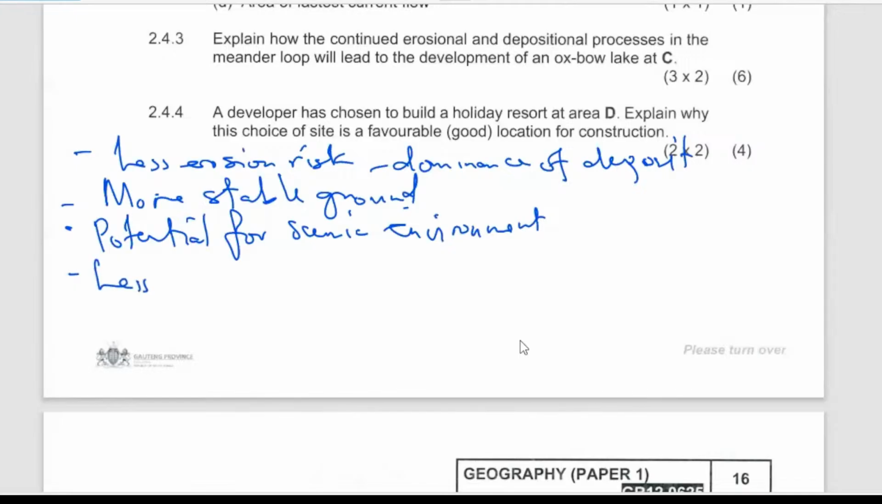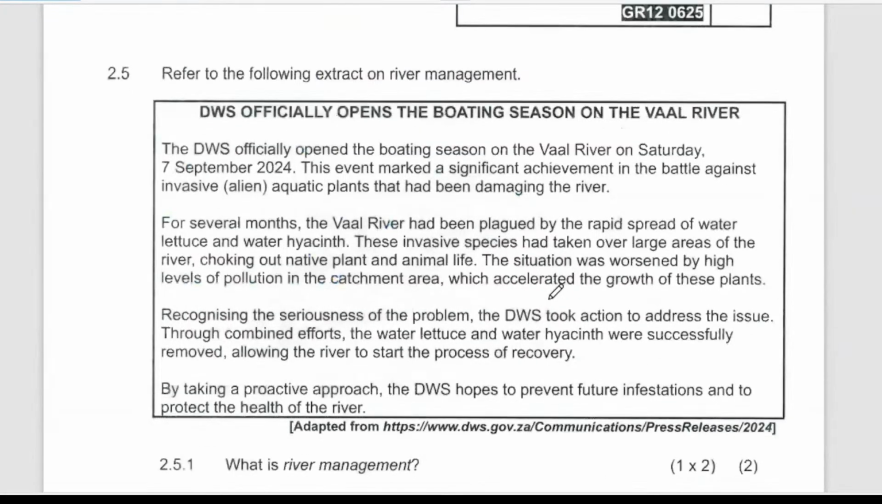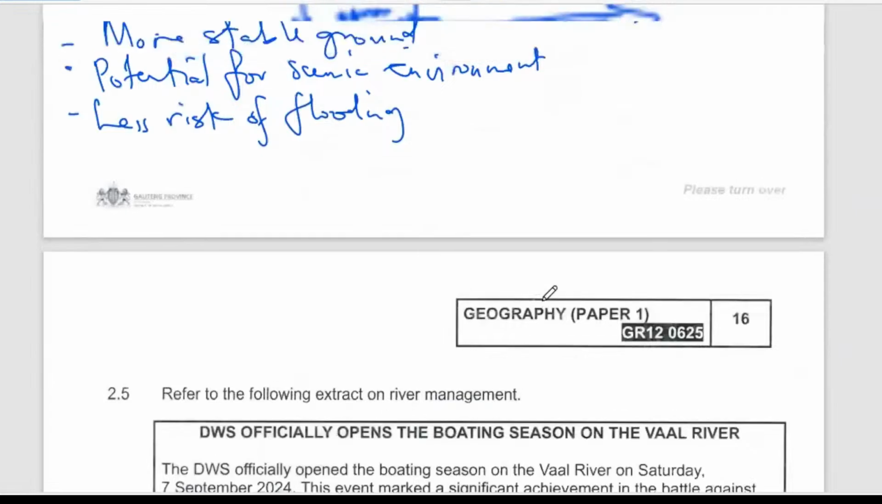And also, there's less risk of flooding. Remember, water on the outer bend flows gradually, which means there's less risk. And also, the slope of the area is gentle, implying that it can accommodate large volumes of water on that side. But on the undercut slope, there's high risk of flooding. So there's less risk of flooding on this side here. That justifies why it is an area with potential, favorable for the development of a holiday resort over that area there.